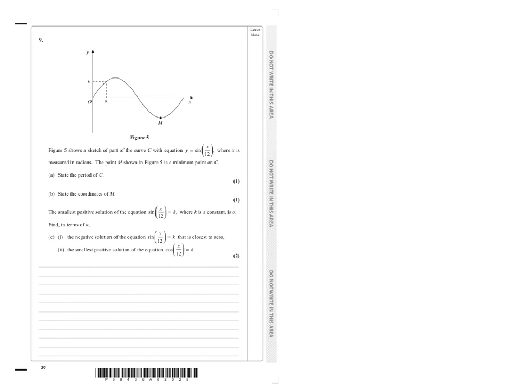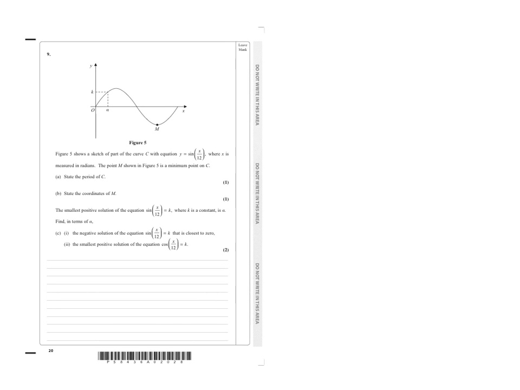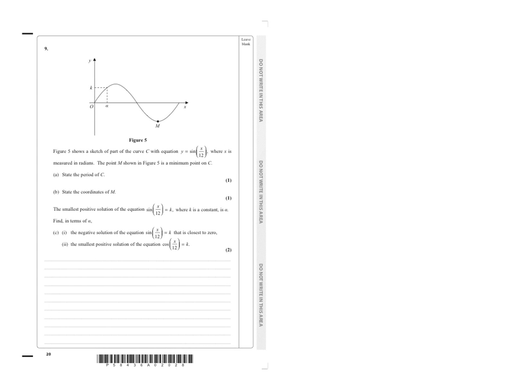Okay, question 9. Figure 5 shows a sketch of part of the curve C with the equation y equals sine of x over 12, where x is measured in radians. Okay, step 1, calculate it in radians. The point M, shown in figure 5, is a minimum point on C. State the period of C. Okay, what does it mean by state the period of C?